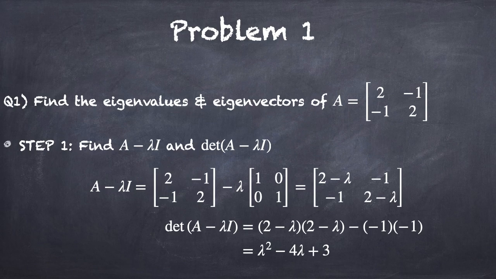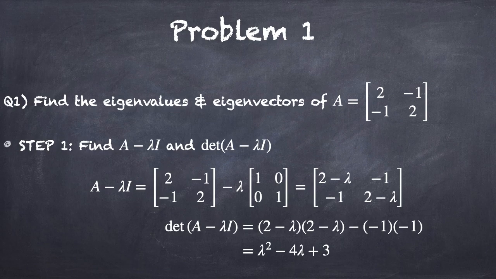You can notice that if this was a bigger matrix, all you have to do is subtract lambda from the diagonal entries and leave the off diagonal entries as they are, because in the identity matrix we have zeros in the off diagonal entries. So we are not changing anything in the off diagonal entries of the matrix A. All we are changing are the diagonal entries.